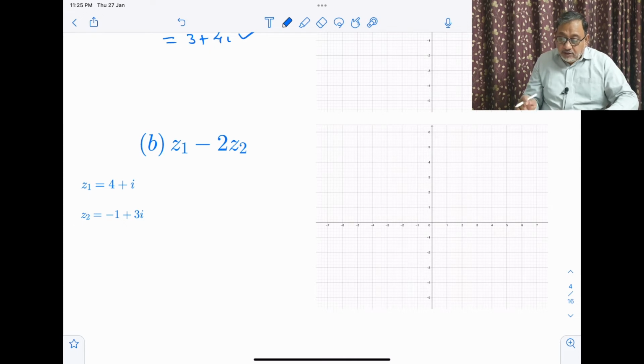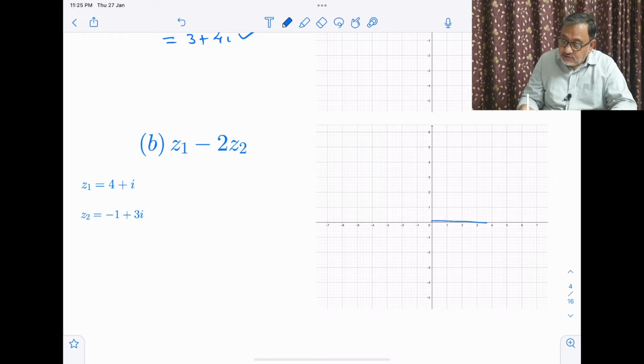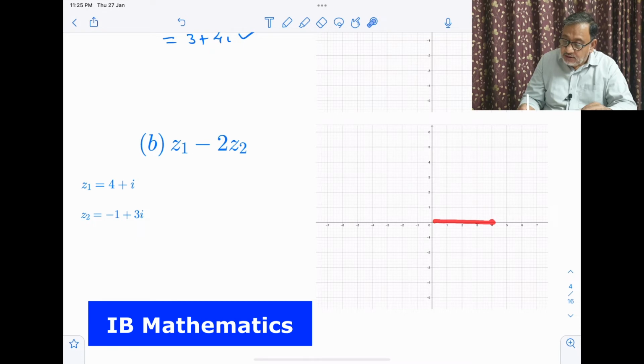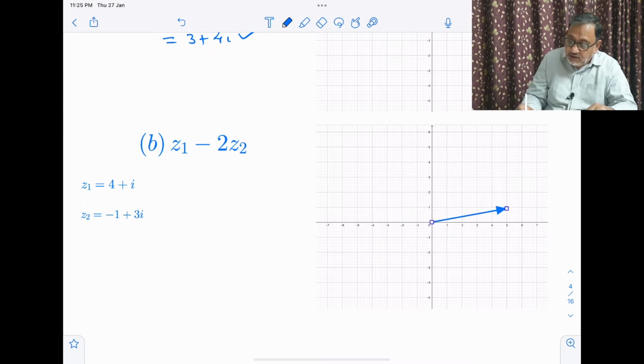Okay. Now look here, z1 is 4 plus i. So 4 on the real axis and 1 on the imaginary axis. 4 here and 1 positive here. So here will be that first complex number. We had already shown this. This is represented by z1. Okay, so this is z1.